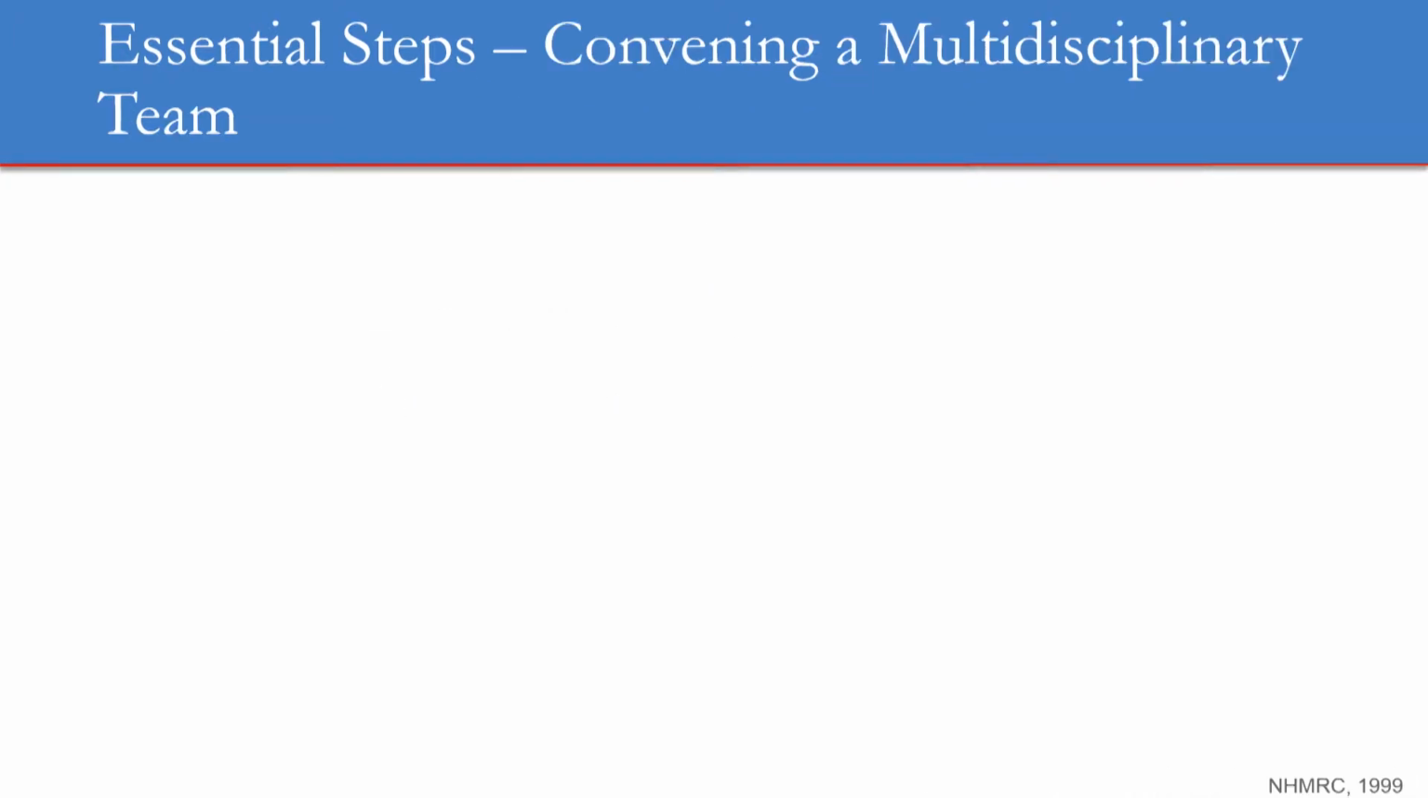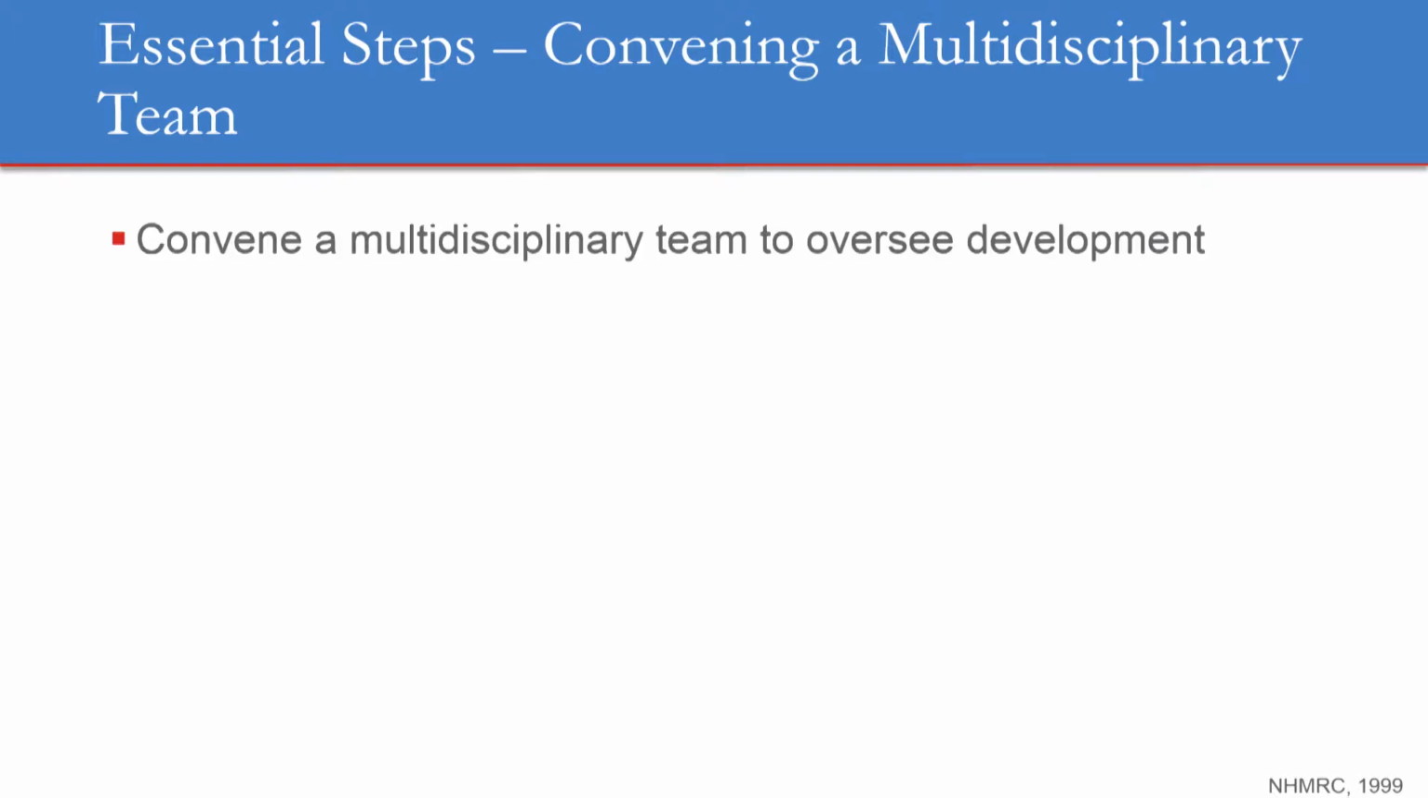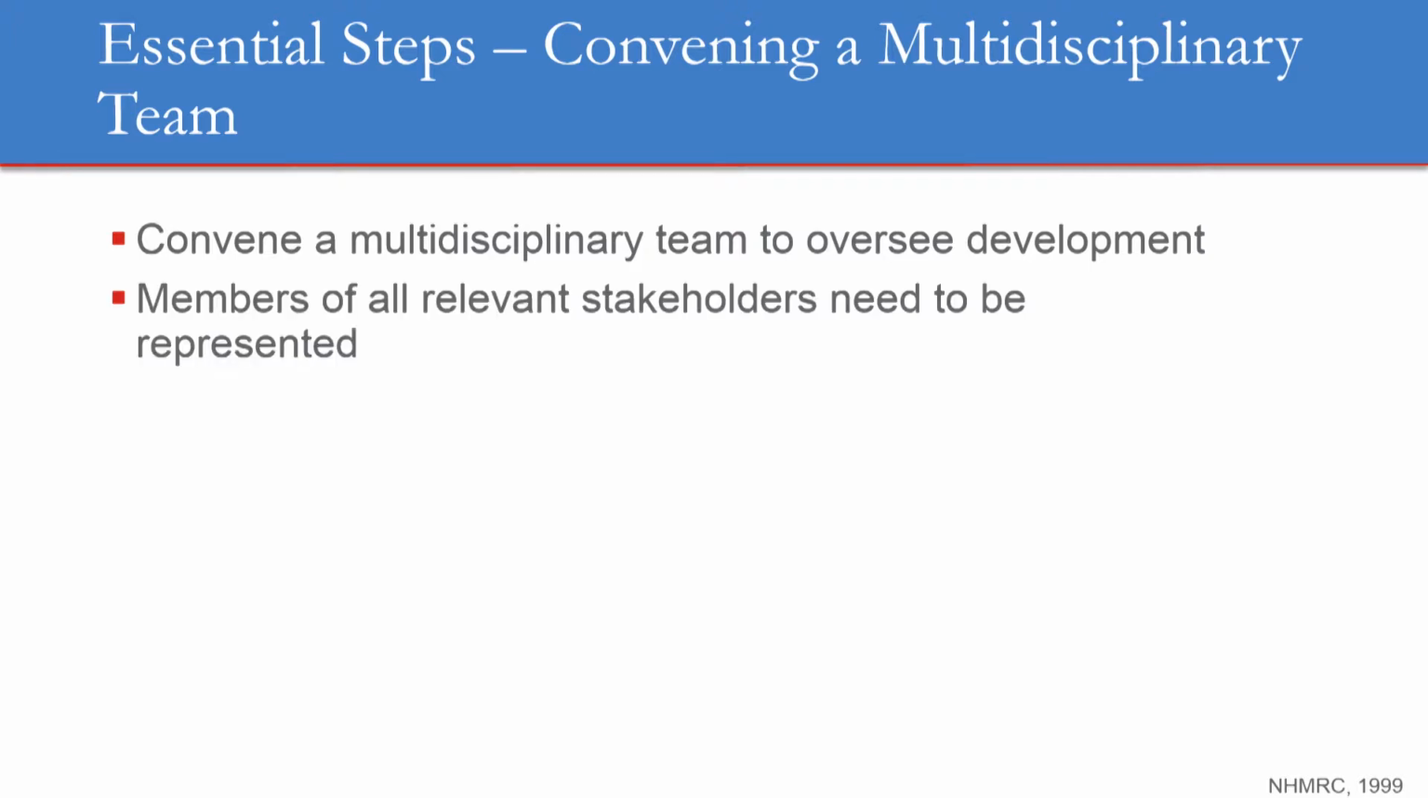One of the desirable attributes of clinical practice guidelines is that they should be developed through a multidisciplinary process. There is therefore the need to convene a multidisciplinary team to oversee their development. Members of all relevant stakeholder groups and those with legitimate reasons for having an input in the process must be included to assure adequate discussion. This will also ensure that the conclusions are not biased in favor of any one particular stakeholder.